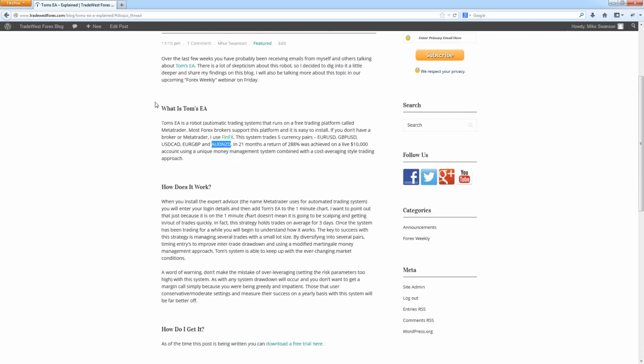But you're going to see it runs on the 1-minute charts, even though that doesn't mean it's scalping. It's not scalping and getting in and out of trades quickly. It's actually holding trades for around 3 days average. And I'll show you that on my FX book, how we can tell. Let's bring up their MyFX book first.